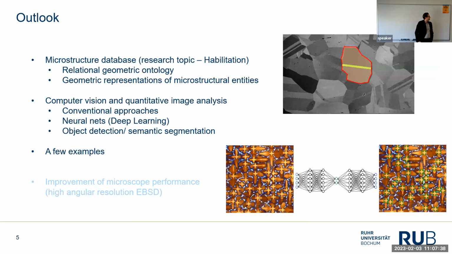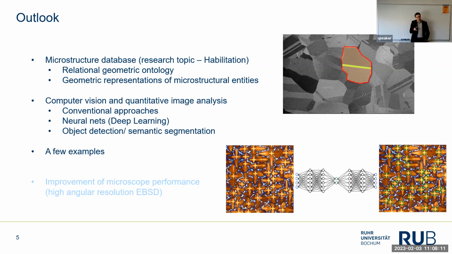So this is a small outlook of what we will talk about. It's not chronological, but the main topic is how to build up microstructure databases. This is the main result of my habilitation. I came up with an approach that I call relational geometric ontology. It is based on geometric representations of microstructural entities. To be able to build up these microstructure databases efficiently, we might have to use computer vision approaches. Actually, this is not so important in my opinion, but I will still talk about this a little bit, and I will give you a few examples.